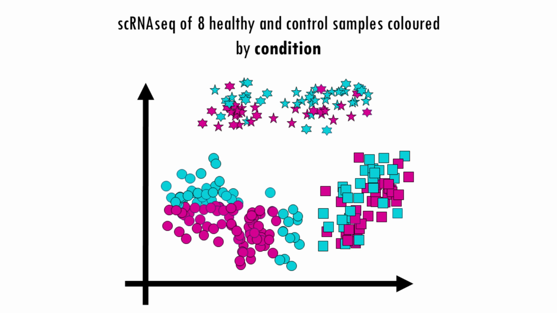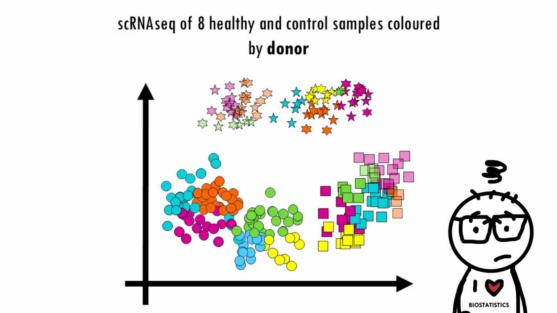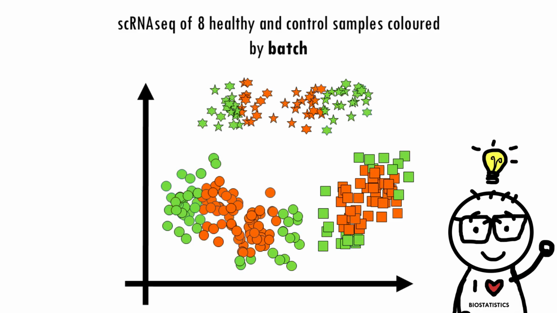Later on, when we do DGE analysis or other downstream analyses, we'll find out what's different between healthy samples and controls. But to be able to compare those groups, we first need to make sure we're not observing differences based on the actual sample they came from or the batch. So what do we do now? Well, we need to integrate our data.